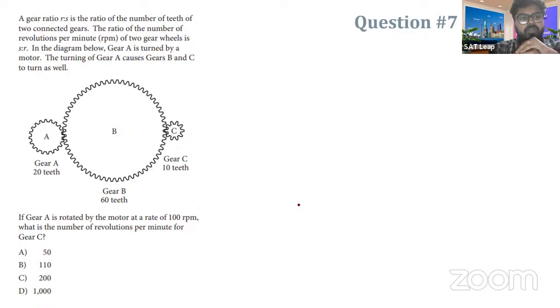The ratio of the number of revolutions of the two gears is this. Gear A is turned by a motor. The turning gear A causes gears B and C to turn. If gear A is rotated by a motor at a rate of 100 RPM, what is the number of revolutions per minute for gear C?